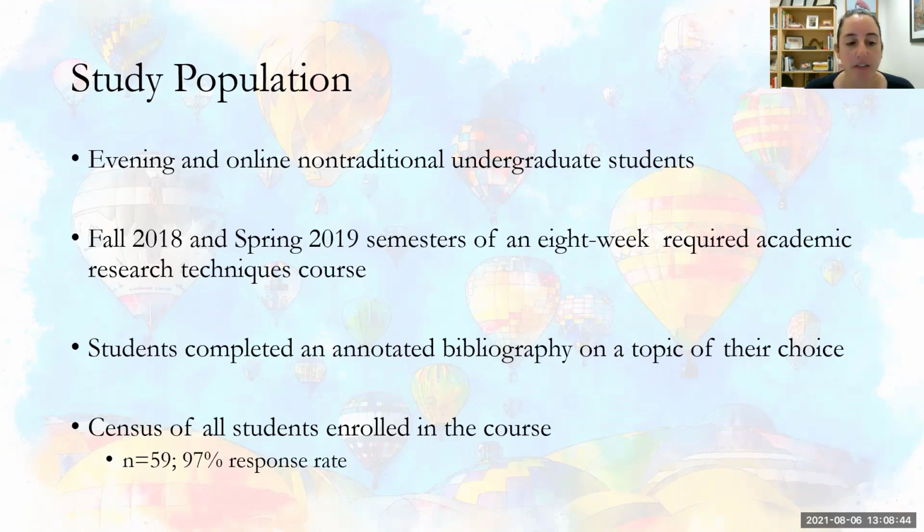The study was made up of a census of all students enrolled in the course, which ended up being 59 students, and that was a 97% response rate. So 97% of the students enrolled in fall or spring decided to take part in the study.